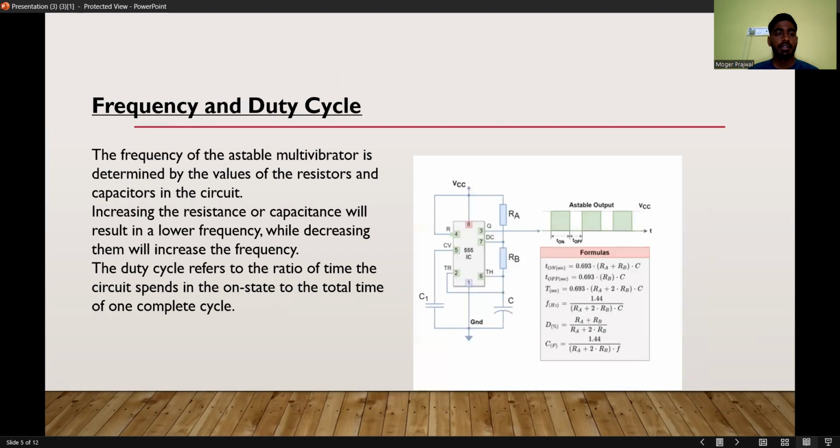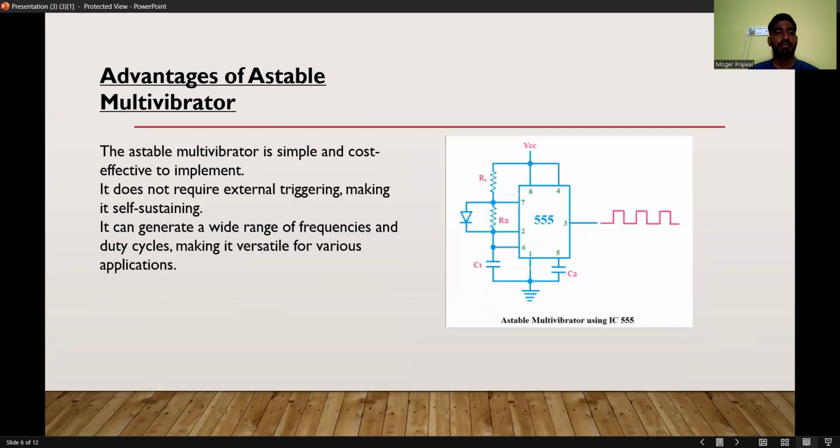Next page. Frequency and duty cycle. The frequency of an astable multivibrator is determined by the value of the resistor and capacitor in the circuit. Increasing the resistance or capacitance will result in a lower frequency, while decreasing them will increase the frequency. The duty cycle refers to the ratio of the time a circuit spends in the on state to the total time of a complete cycle. Next page.